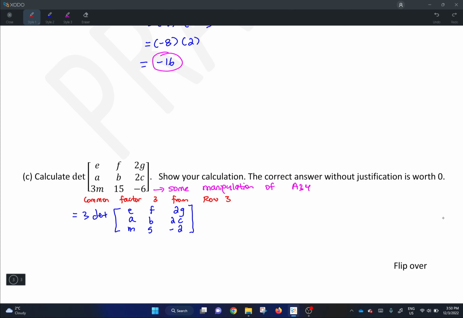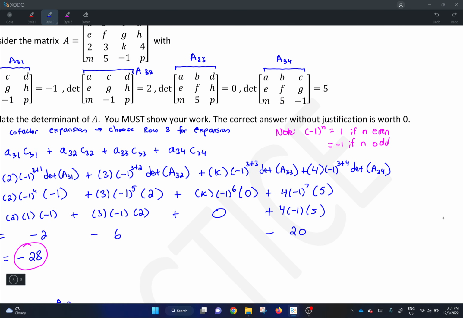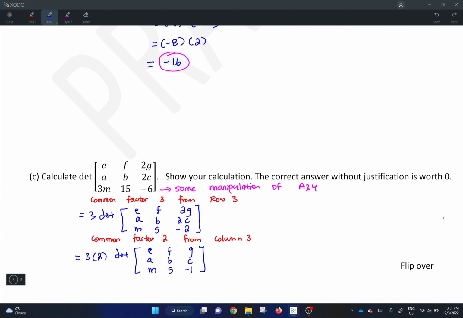Okay, next step is I'm going to common factor a 2 from column 3. So we'll have 3 times 2 times the determinant of E, F, G, A, B, C, M, 5, minus 1. Now let's check E, F, G, A, B, C. Oh, those rows are swapped. We have to swap the rows now.